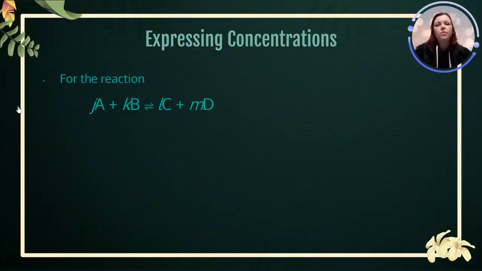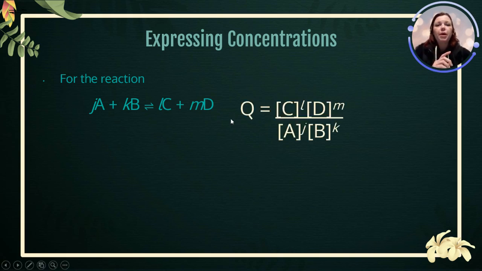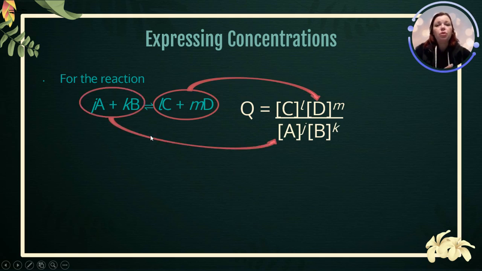So if we look at the reaction, jA plus kB is in equilibrium with lC plus mD. Of course, these are just made up. Then we would see that we can write an expression for Q that looks like this. So again, as a reminder, your products go in the numerator and your reactants go in the denominator.